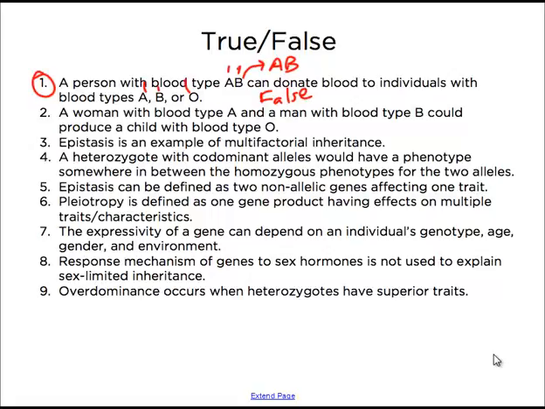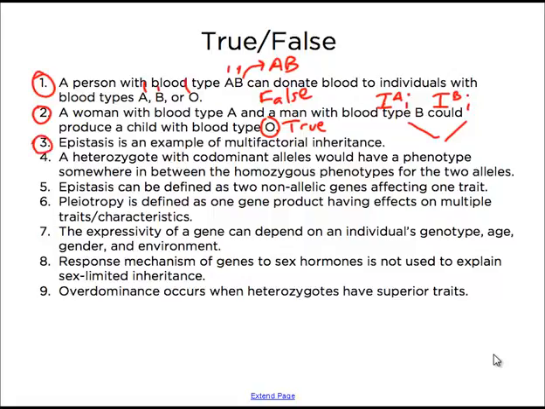Number 2, a woman with blood type A and a man with blood type B could produce a child with blood type O. Well, it's true, they could, but how could they? Let's do a little cross here. The woman would have to be capital I^A, little i. She'd have type A blood, right? The man would have to be capital I^B, little i, and then there'd be a 1/4 probability that the two little i's would come together and make someone with type O blood. So they didn't really say how frequent it was, they just said could it happen, and absolutely yes.